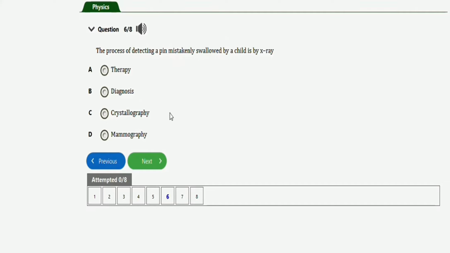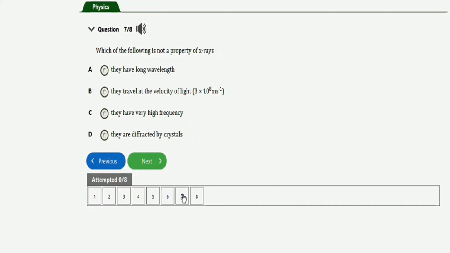So the next question is this one. It says, which of the following is not a property of X-rays? They have a long wavelength. That's wrong. They travel at the velocity of light. That's right. They have a very high frequency. That's right. They are diffracted by crystals. That's right as well. So for which of the following is not a property of X-rays, the correct option basically is option A. This option is not a property. X-rays don't have a long wavelength. They have a very short wavelength.